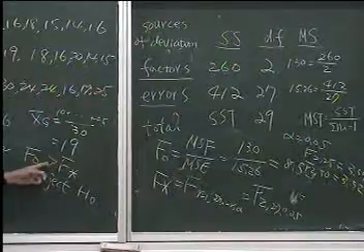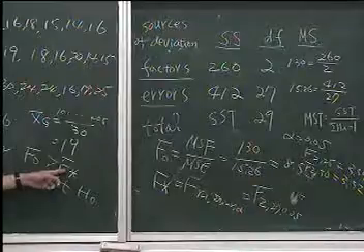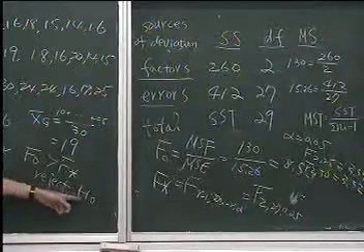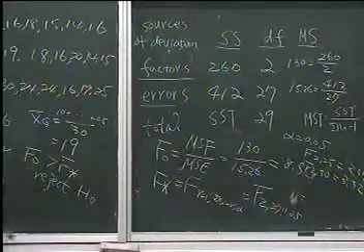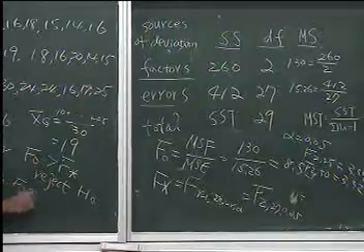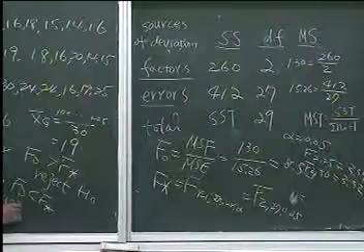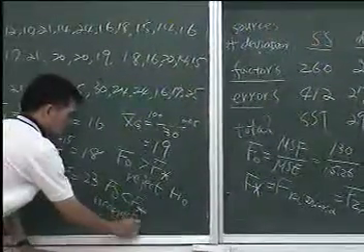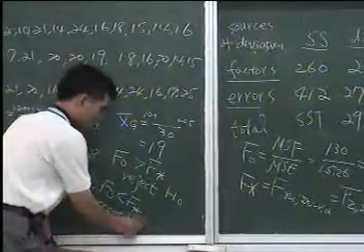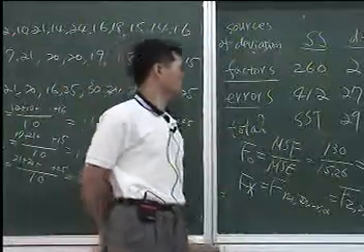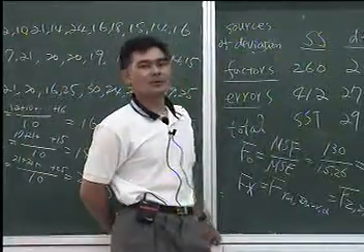If it is higher than the critical value, what does that mean? You should reject H naught. Okay? If it is less than the critical value, then you're going to accept H naught. Okay? So basically, this is what's going on here.